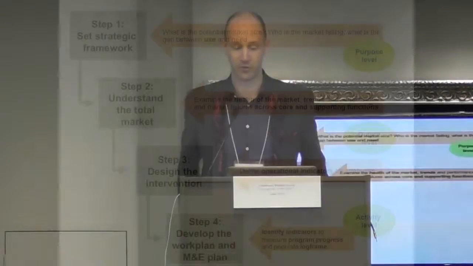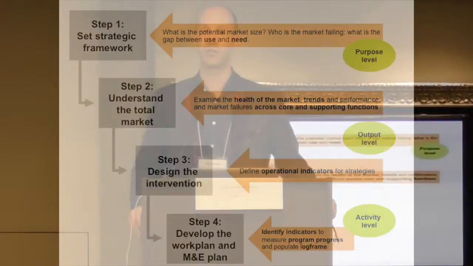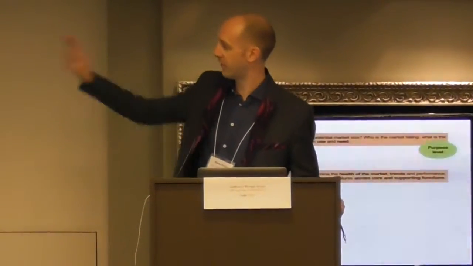So following that, we have step 2, understanding the total market. And this is the second critical step that involves the measurement of metrics components. We're examining the health of the market. We're looking at past market trends and maybe trying to forecast future performance, and assessing the market failures across the core and the supporting functions. And this step here actually, not counterintuitively, but this is actually the bulk of the presentation today.